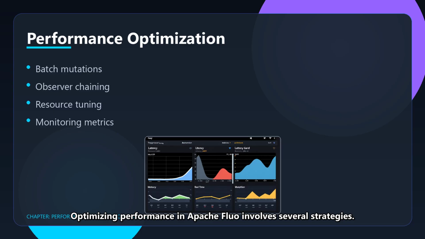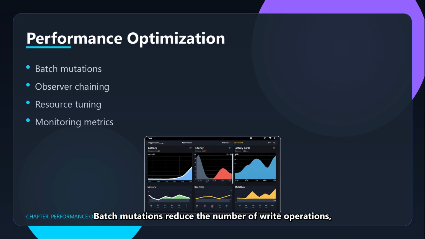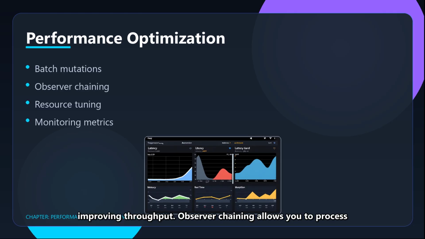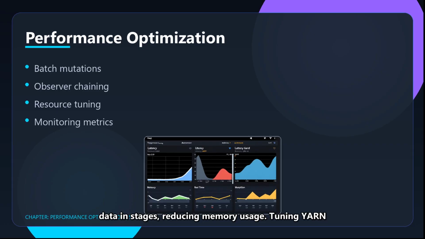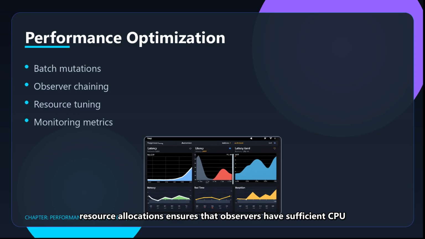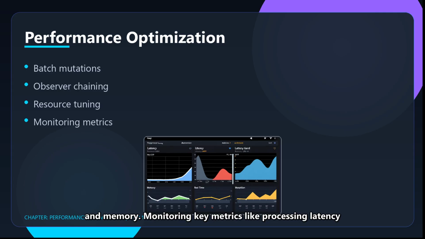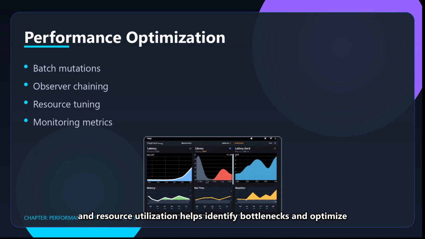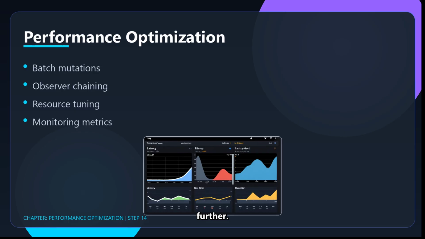Optimizing performance in Apache Fluo involves several strategies. Batch mutations reduce the number of write operations, improving throughput. Observer chaining allows you to process data in stages, reducing memory usage. Tuning YARN resource allocations ensures that observers have sufficient CPU and memory. Monitoring key metrics like processing latency and resource utilization helps identify bottlenecks and optimize further.